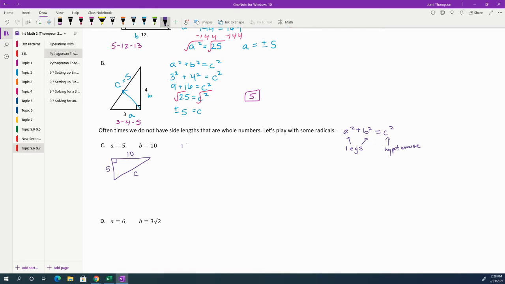So, it doesn't matter which order I set this up in. I have leg squared plus leg squared. So 5 squared plus 10 squared, or 10 squared plus 5 squared equals C squared. 10 squared is 10 times 10, that's 100. 5 squared, 5 times 5 is 25. 100 plus 25. So C squared is equal to 125, and I take the square root of both sides.